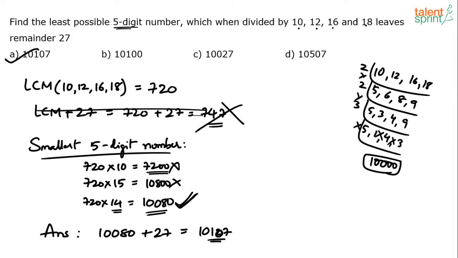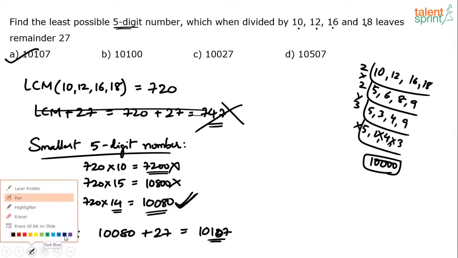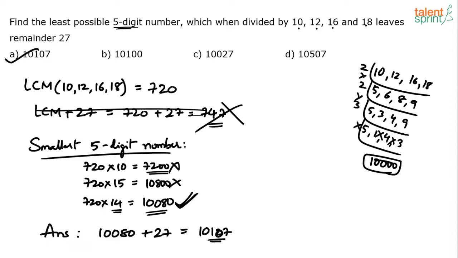Option A will be the final answer. Option A is going to be the final answer. Right? Now, is this the only way you do it? No, definitely not. There are smarter ways of solving the question. So let me explain the SMART method. What is the SMART method?